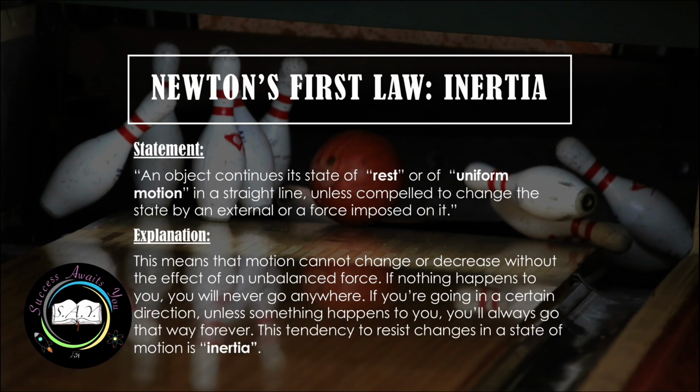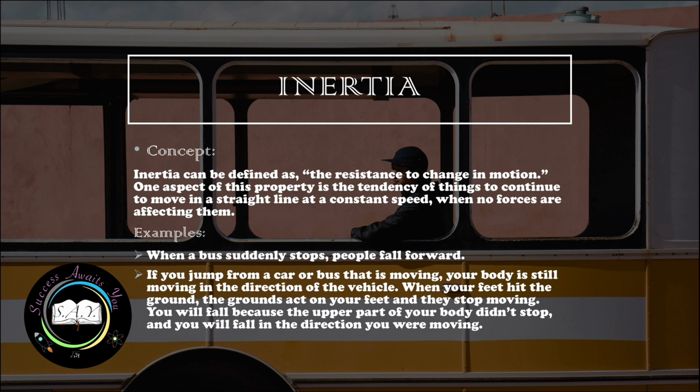The first law states that an object continues its state of rest or its state of uniform motion unless an external force compels it to change its state. The explanation for this law is that a body in uniform motion or in a state of rest cannot change or decrease without the effect of a force. This tendency to resist the change in motion is called inertia, which is the property of a body to continue to move in a straight line at a constant speed. That is why this law is also known as the law of inertia.